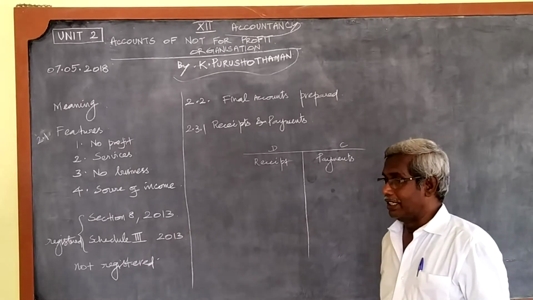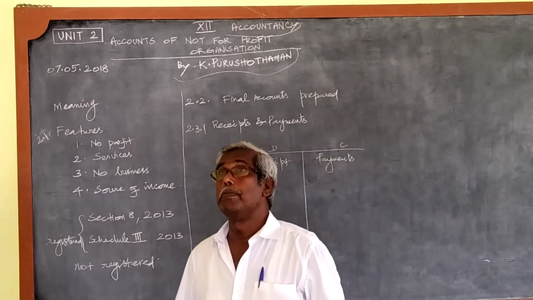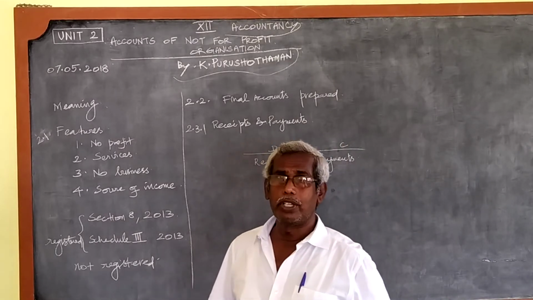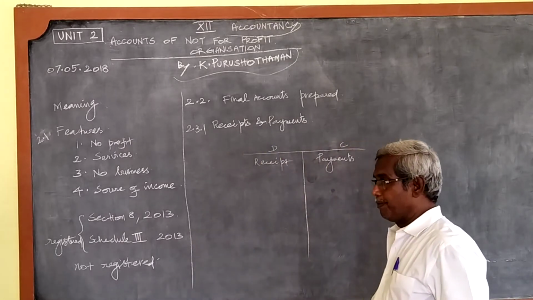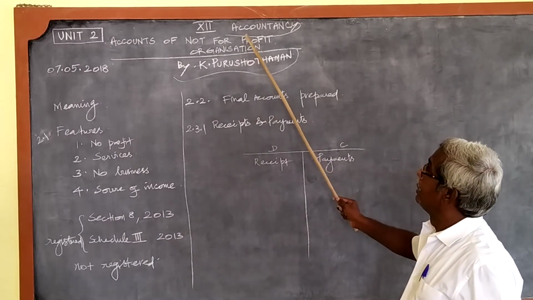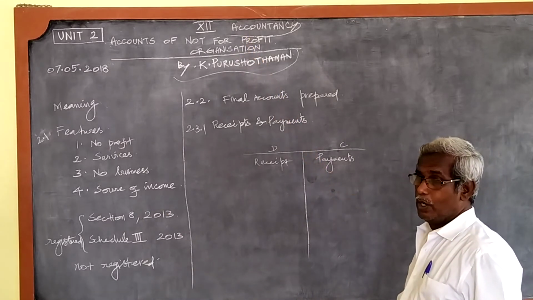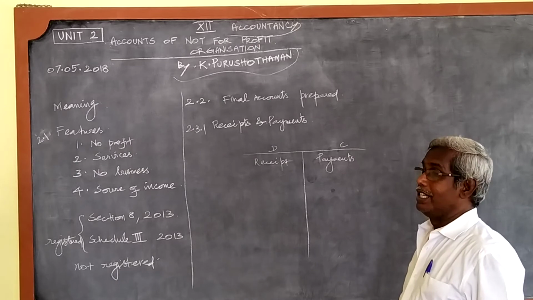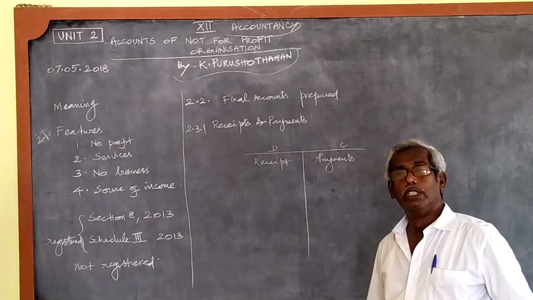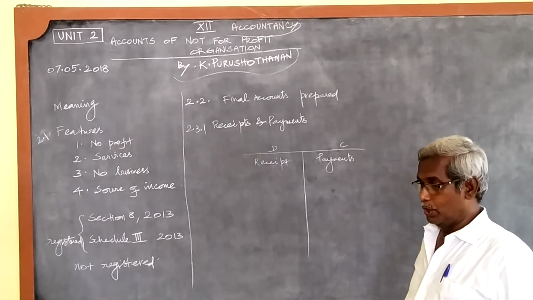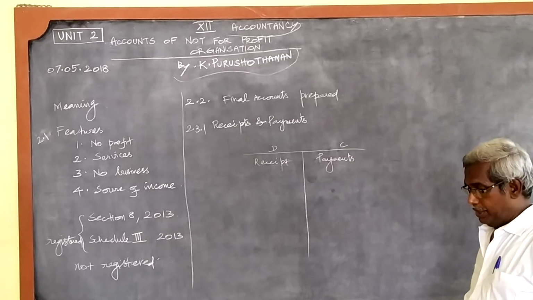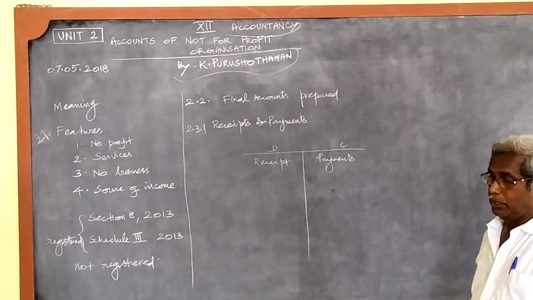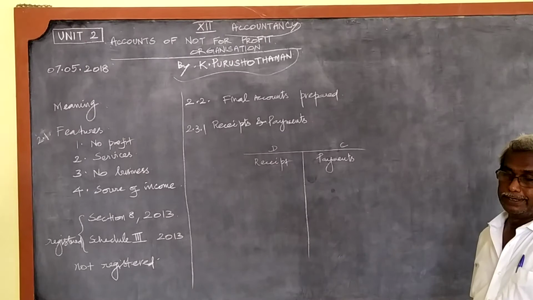And what are the types of accounts to be prepared? What are the types of accounts to be prepared under this heading? 1. Receipts and payments account. 2. Income and expenditure account. 3. Balance sheet. These are the 3 types of accounts to be prepared.